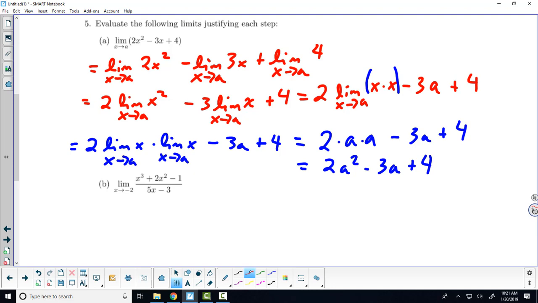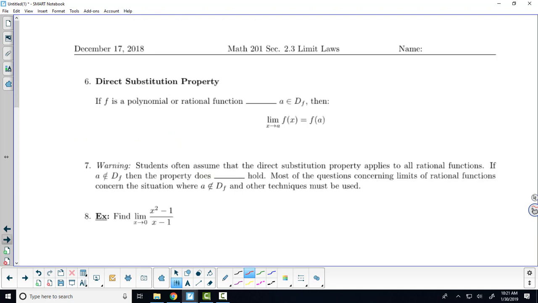Taking limits isn't too exciting for well-behaved functions. We don't really get any new information, okay? Which is why this result isn't too exciting to you. Okay? Let's go ahead and just summarize what we just did real quick. And I'm going to, on the next page, I want to give the direct substitution property.